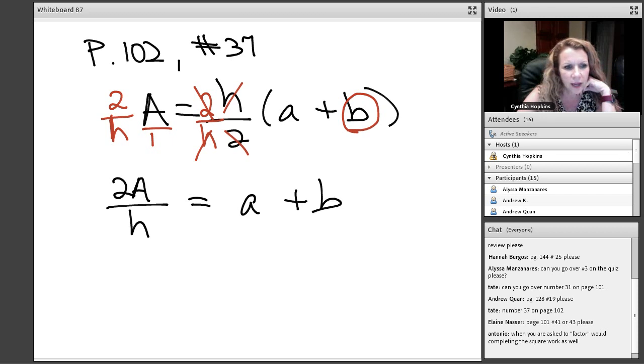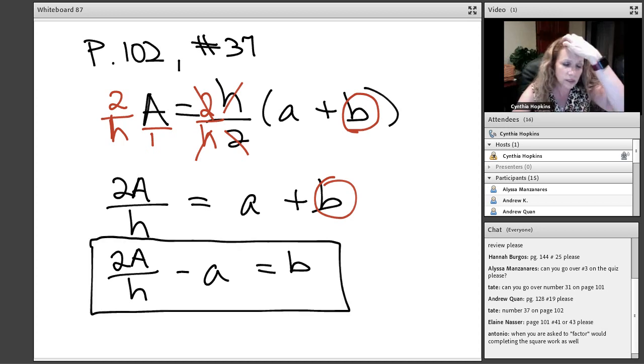And I'm going to go back and circle my b again. So if I want that b all alone, don't I just need to subtract a from both sides? And there's my b. Now, I'm perfectly happy with this answer. There's nothing wrong with this. However, when you looked in the back of the book, you went, that's not what they got. I know, because they got one fraction, and you can too very easily.